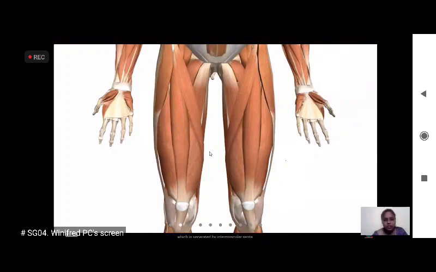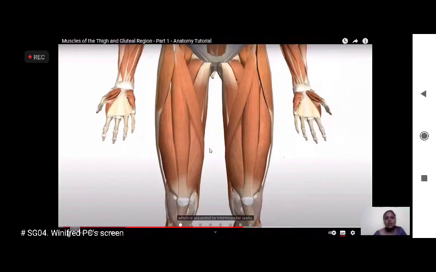In the anterior compartment of the thigh, we are going to see about iliopsoas, that is iliacus and psoas major. Both have different origins, but they both insert at the lesser trochanter. Another muscle is sartorius. These muscles we see in the anterior compartment of the thigh.